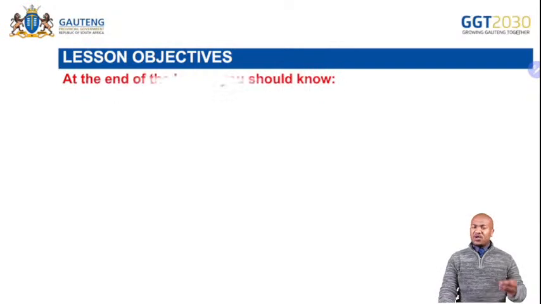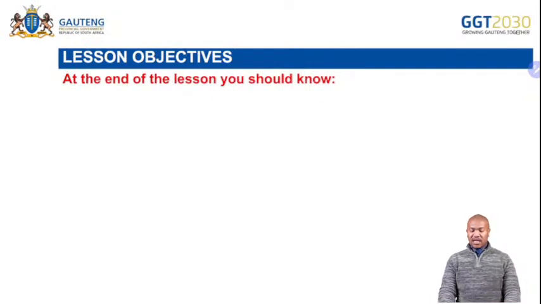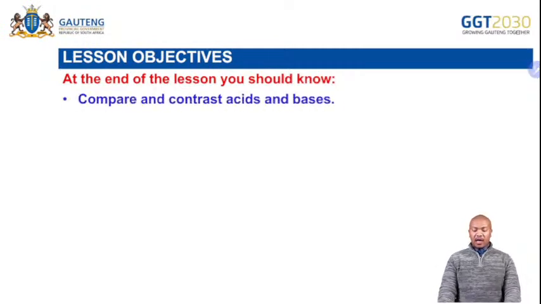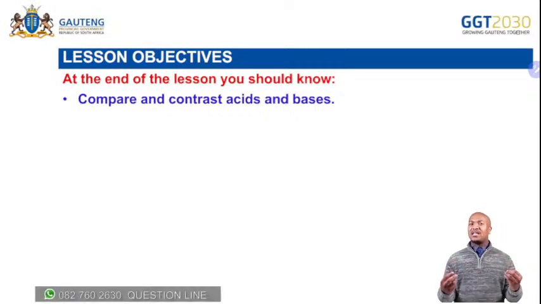This is what we need to achieve by the end of this lesson. By the end of this lesson, you should be able to compare and contrast acids and bases. You still remember in our previous lesson, we talked about acids and bases, right? So today we're going to compare and contrast between the two.